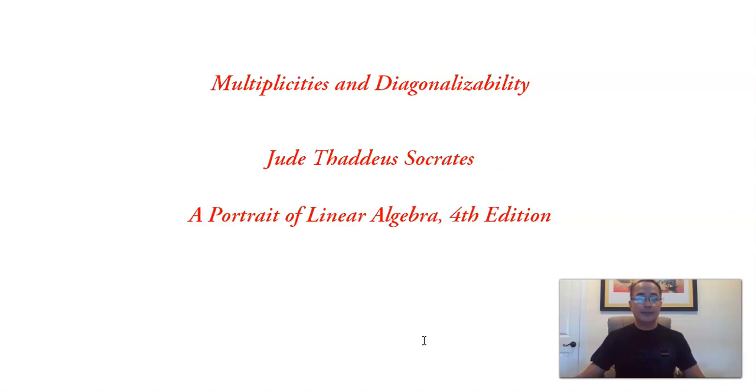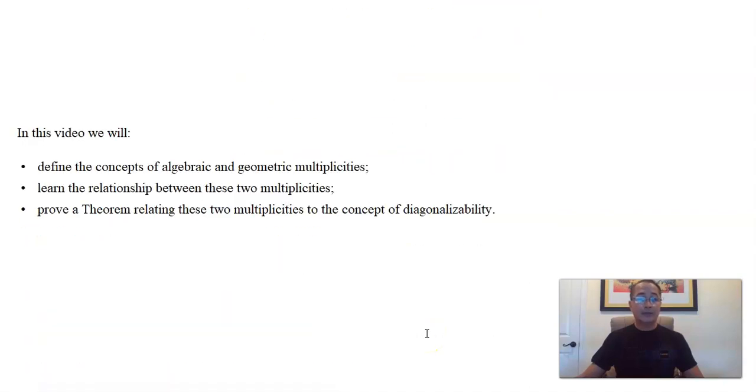In our last video, we talked about the concept of diagonalization. So today, we are going to relate the concept of diagonalizability to the concept of what are called multiplicities. So of course, we're going to start there. We will define the concepts of algebraic and geometric multiplicities. So there are two of them. And we will learn the relationship between these two multiplicities. We will prove a theorem relating these two multiplicities to the concept of diagonalizability.